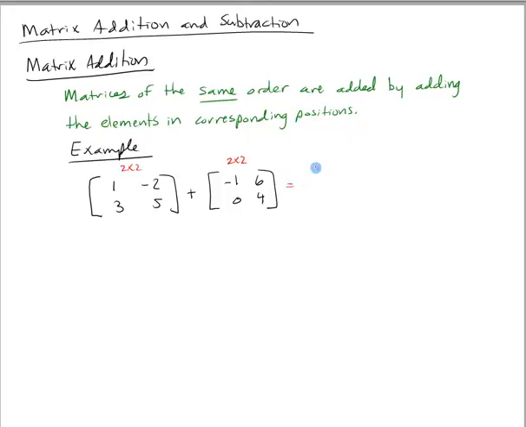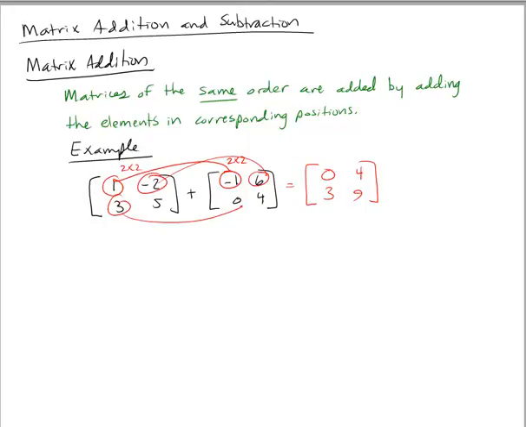To get the sum of, let's say, matrix A and B, I would take 1 plus a negative 1, which is 0. Negative 2 plus 6, which is 4. 3 plus 0, which is 3. 5 plus 4, which is 9. And this is the sum of those two matrices.